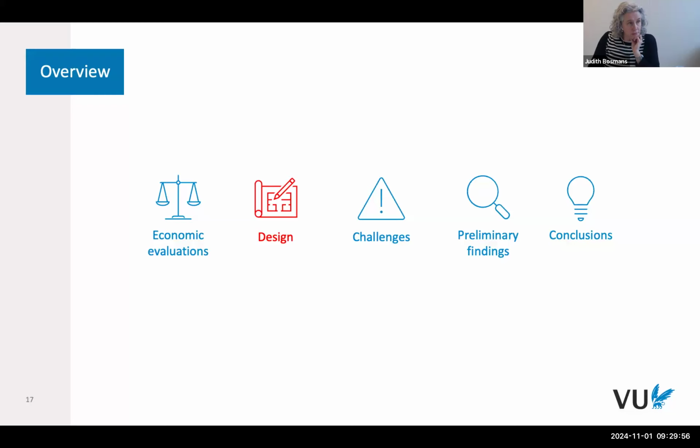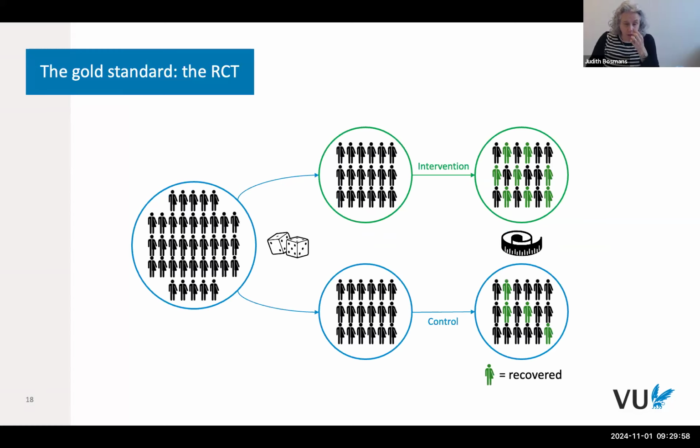Okay, then on to the design of economic evaluation. The gold standard has been to use randomized controlled trials to also establish the cost effectiveness of a new intervention. The advantage of a randomized controlled trial is that the intervention is allocated randomly, so any observed or unobserved confounders are assumed to be equally distributed across the two treatment groups, which helps us a lot in making causal inferences.